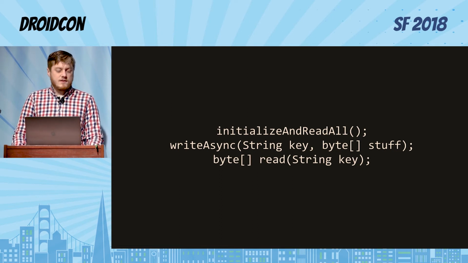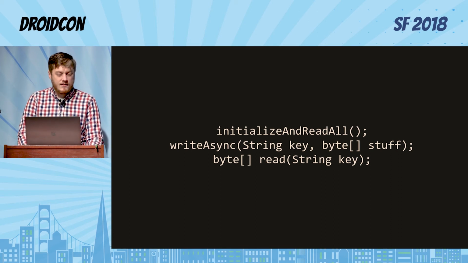Read is still structured the same. You do a read, you get a byte array back. And this is what the SharedPreferences API is today, exactly this.